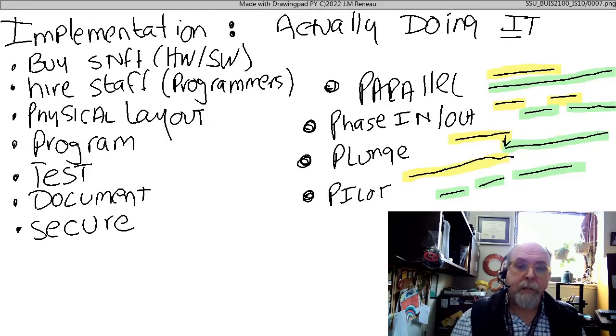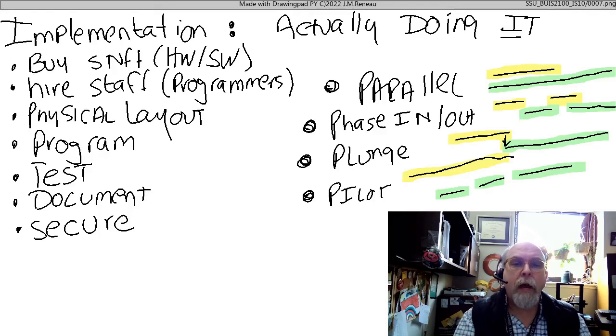So to move into stage 4 of the systems development life cycle, implementation. That's when we actually do it. It's when we buy stuff, hardware, software. It's when we hire staff, programmers; analysts and designers have already been hired previously. It's where we actually figure out physically how things are going to work. We do our programs, we do our testing, we do our documentation. We make sure it's secure.